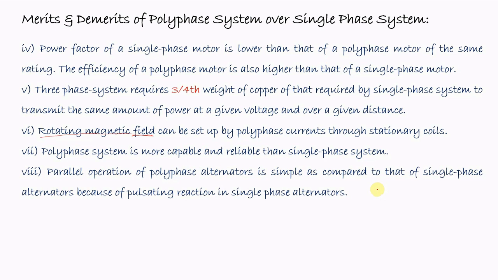And if we want to connect the two alternators, then it is very much required to maintain their frequency and their phases. So this is easily done in case of three-phase alternators. But if you want to do the parallel operation for the single-phase machines, then it will be a little bit difficult.